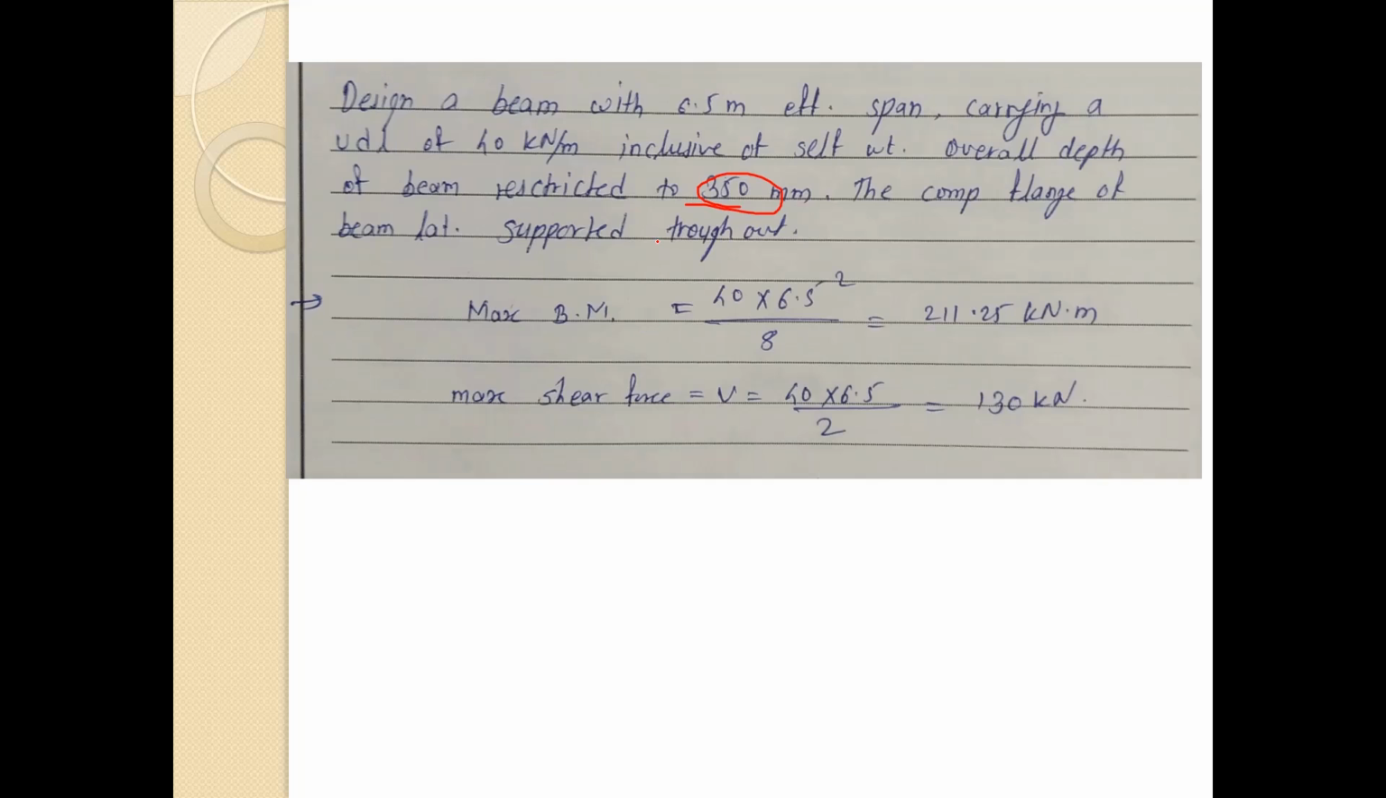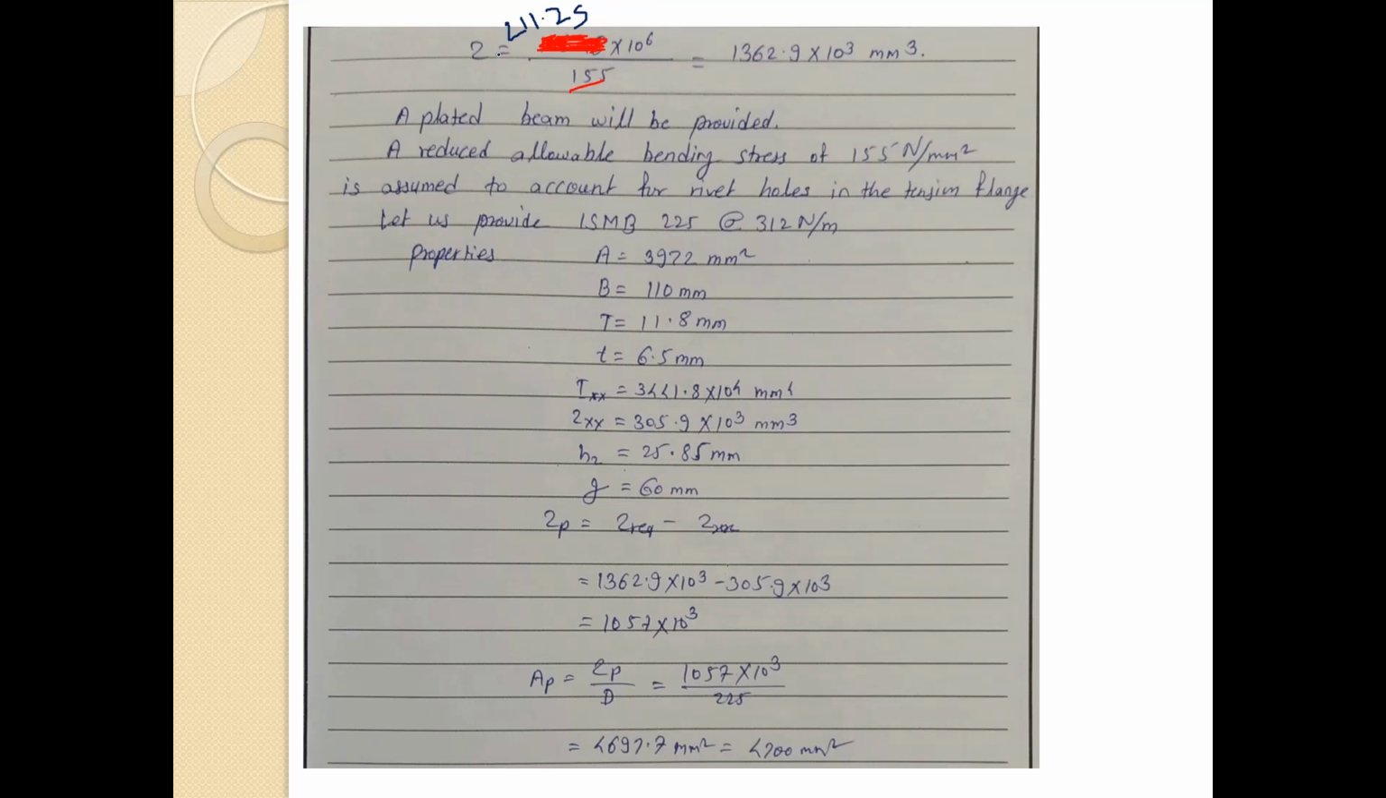So the maximum bending moment is WL squared by 8, that is 211.25 kN·m. Maximum shear force V equals 40 into 6.5 divided by 2, that is WL by 2, that is 130 kN. Now this bending moment, 211.25 into 10^6 divided by 150, we'll get Z, that is 1362.9 into 10^3 mm^3.